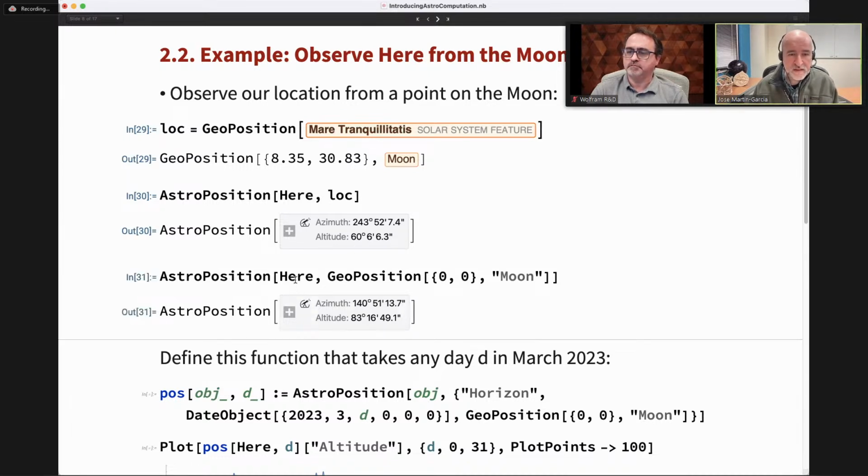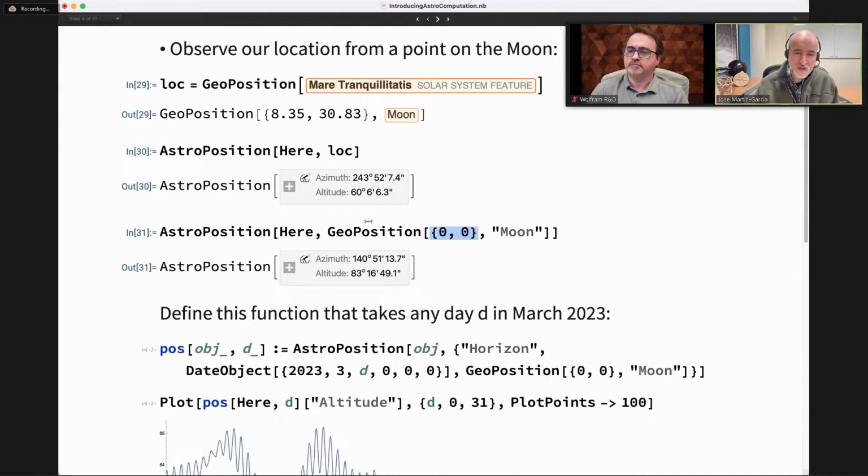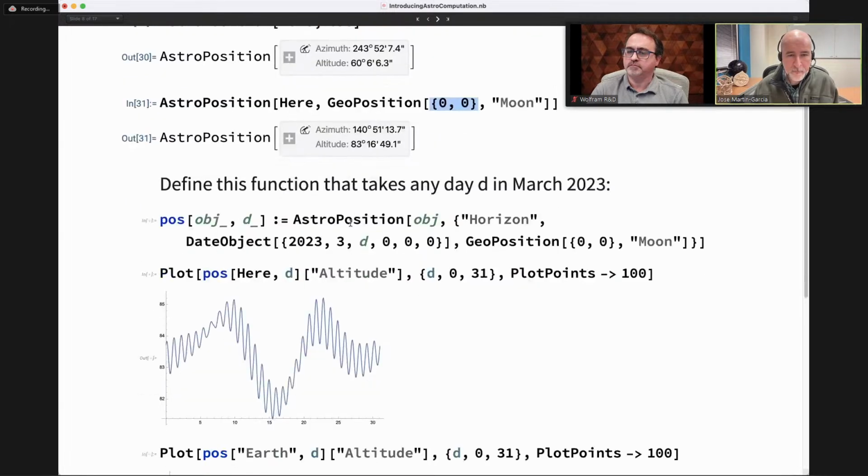We can observe from the origin of the coordinates on the moon, and we see that we are very high in the sky. This happens because the moon is always facing us. This point of the moon is always facing us, so any point on the Earth will look very high up in the sky. We can compute that for any object and any date. So this is going to be a counter of days starting this month. D equal 1 will be today, D equal 2 will be tomorrow, etc. Always observing from this position on the moon.